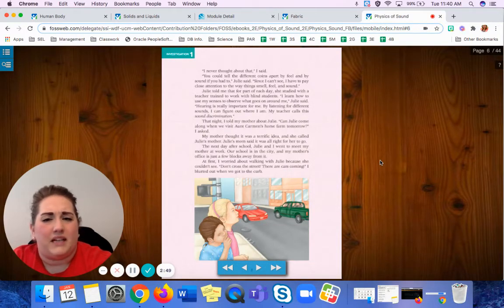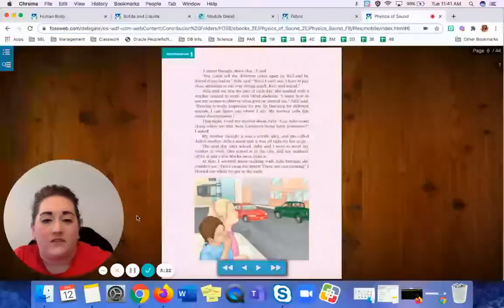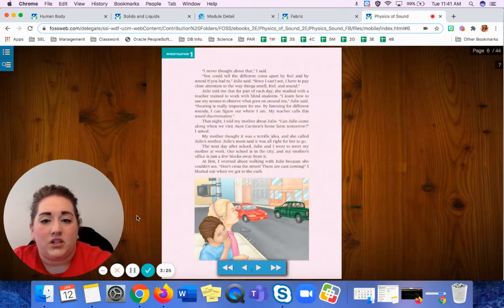I never thought about that, I said. You could tell the different coins apart by feel and by sound if you had to, Julie said. Since I can't see, I have to pay close attention to the way things smell, feel, and sound. Julie told me that for part of each day, she studied with a teacher trained to work with blind students. I learn how to use my senses to observe what goes on around me, Julie said. Hearing is really important for me. By listening for different sounds, I can figure out where I am. My teacher calls this sound discrimination.